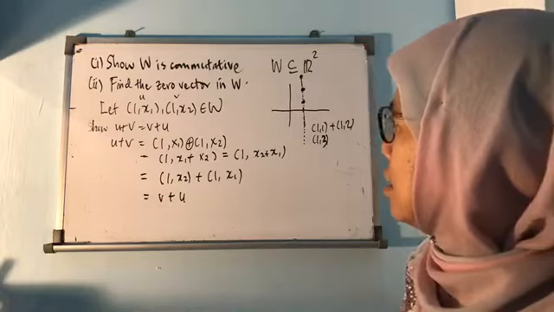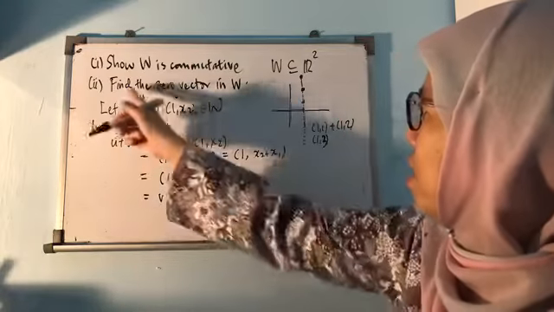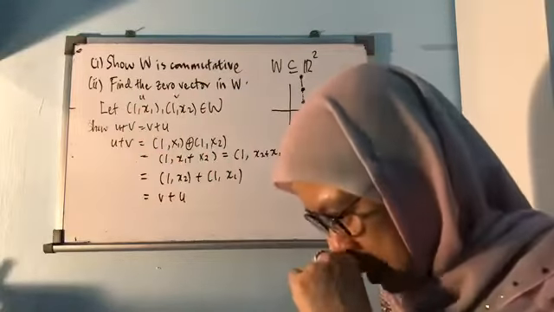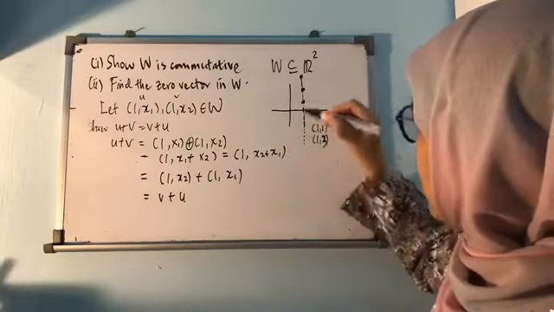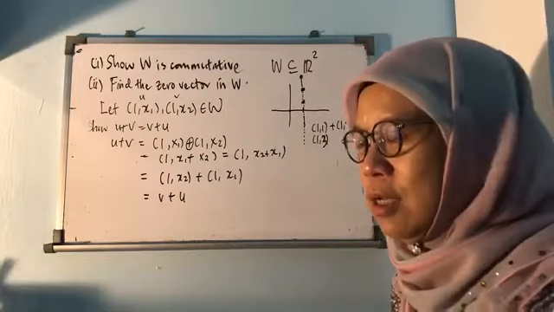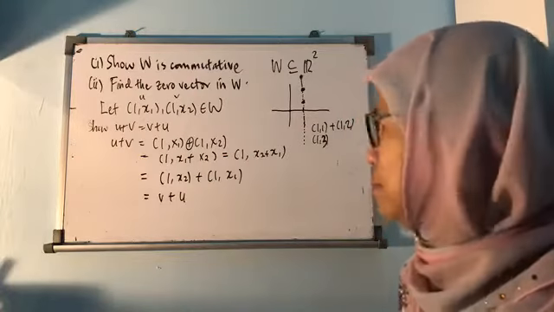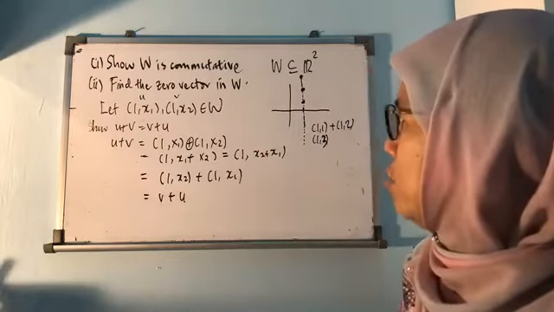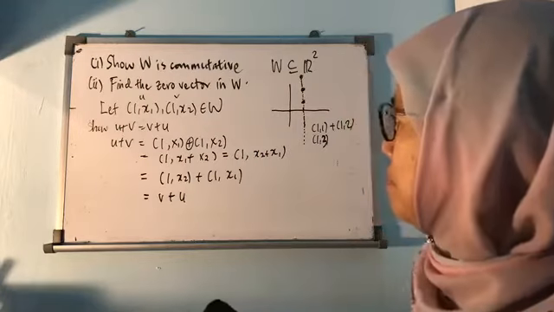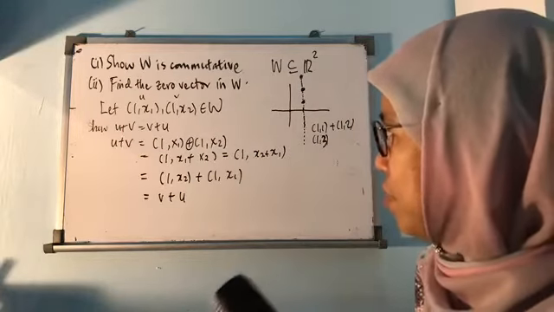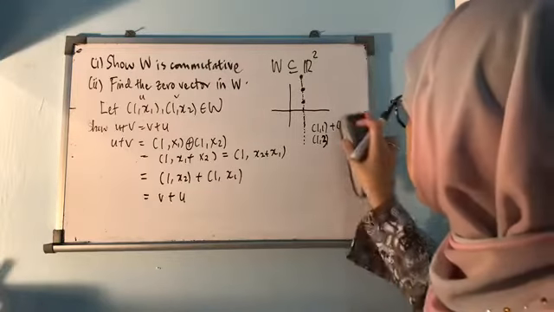Okay, and the other question is to find the zero vector. Now you see the zero vector, the normal zero vector is here, it's not in the set, so it cannot be that one. So how do you find the zero vector? You have to remember the definition of the zero vector, yeah? Okay.